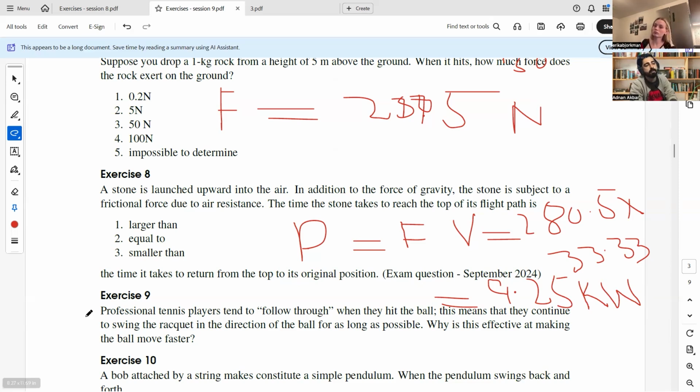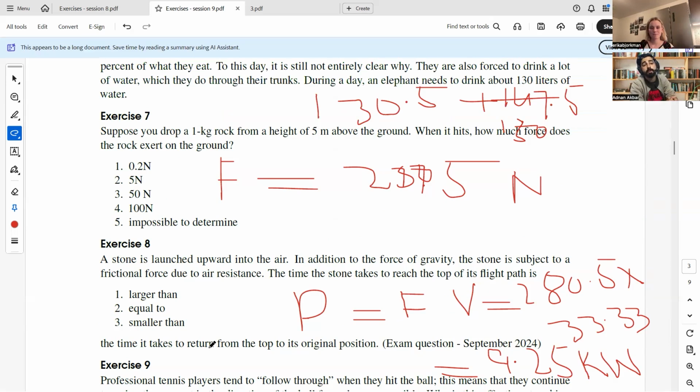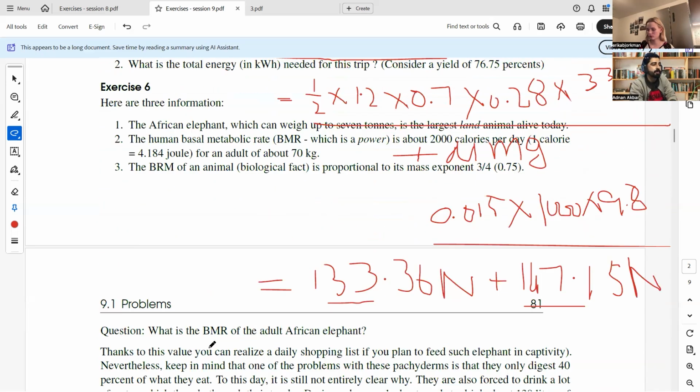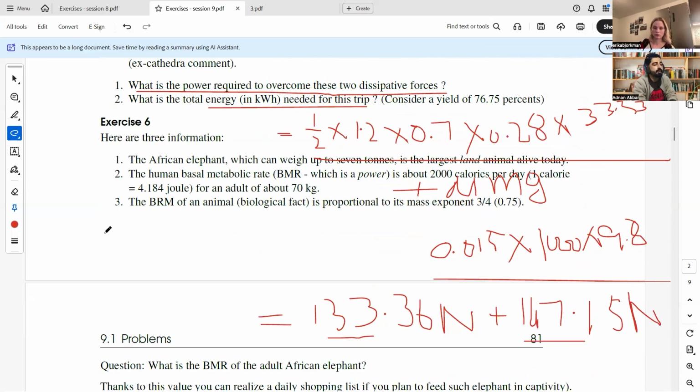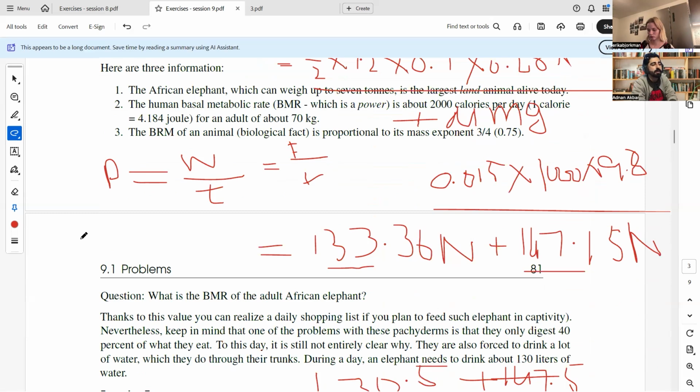Yes, that is the power that we have to find, and this power is required to overcome these two types of dissipation: one is the drag force, the other is the force of friction. In the second part, you need to convert this power into kilowatt hour. What is the total energy in kilowatt hour? You need to multiply, because power also has a formula: P is equal to W over T, work done, or the rate of work. You can also write it as energy divided by T, and since you want kilowatt hour, isolate the energy: energy is equal to P multiplied by T.